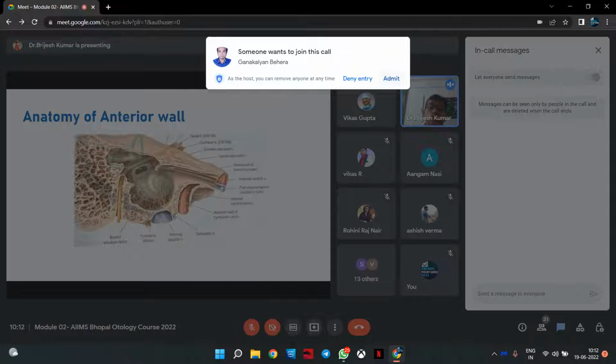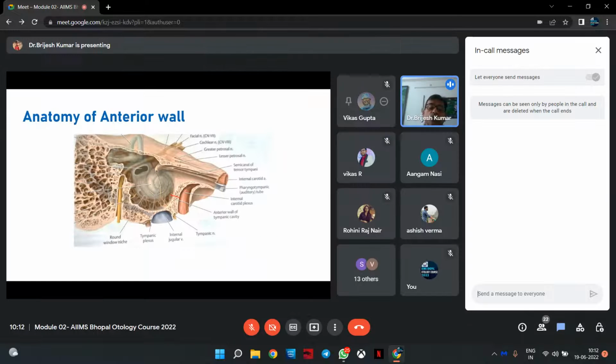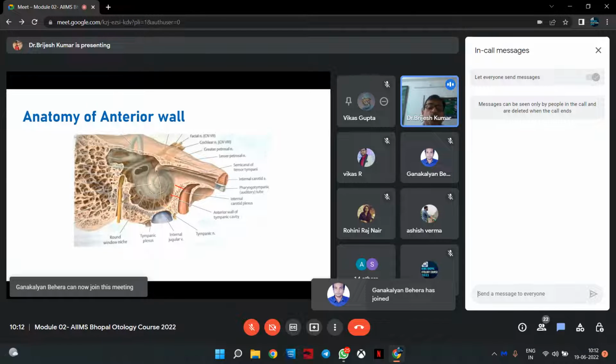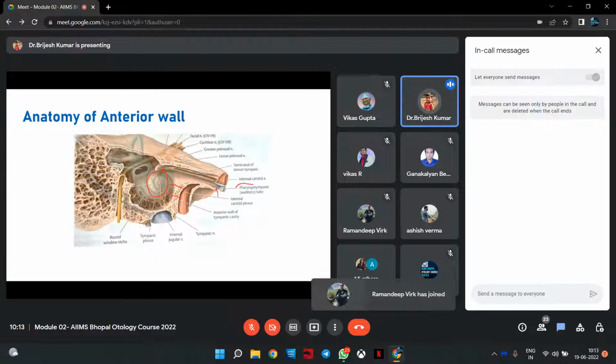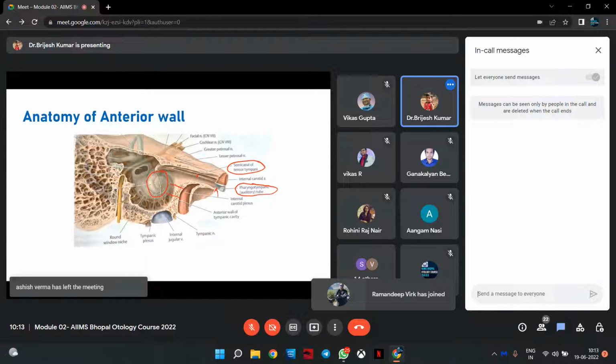There are openings, not shown in this figure, through which these two nerves and vessels will enter the middle ear cavity, and these nerves will also take part in the formation of the tympanic plexus. In the upper part of the anterior wall, there are two canals, one for the auditory tube and another one for the tensor tympani muscle. So these are the features in the anterior wall.